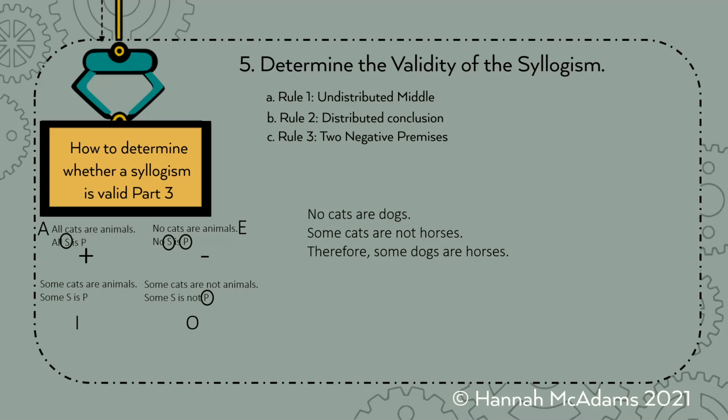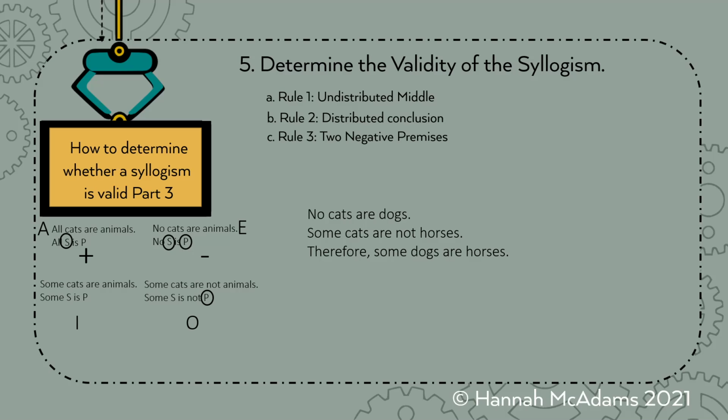No. Okay, let's review what to do first. The first thing that I like to do, which is very helpful, is to prep the syllogism. We have this syllogism: no cats are dogs. Some cats are not horses. Therefore, some dogs are horses. We can already tell that this is not true, but is it a valid syllogism? Remember, truth and validity are different. We talked about that last time.